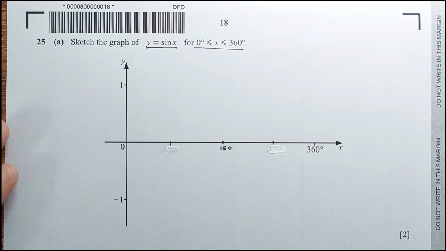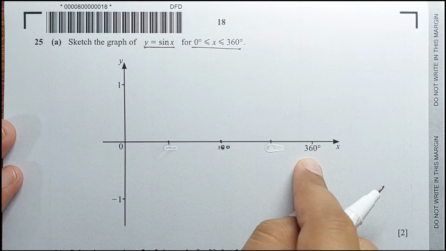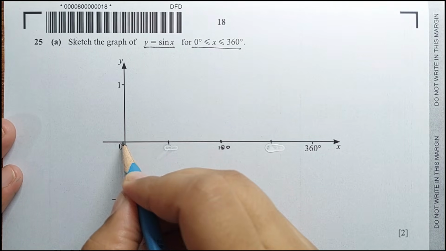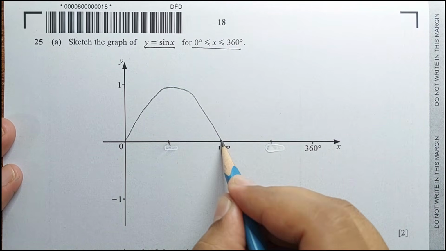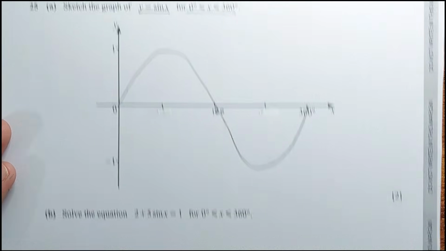Okay, no need to label the other numbers because we know sine 0 is 0, sine 180 is 0, sine 360 is 0, and it has a maximum and a minimum of 1 and -1. So first it is 0, the maximum, and then it moves to 0, the minimum, and then again 0. So this is how the sketch looks.